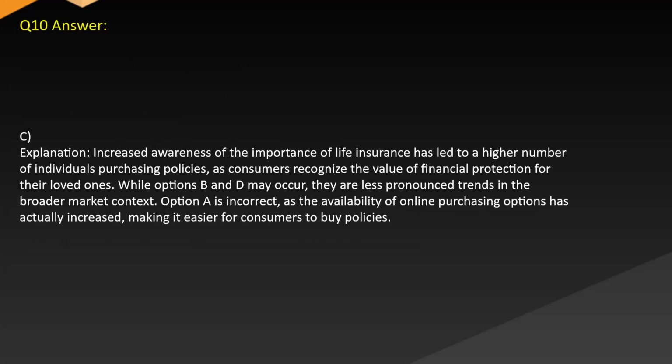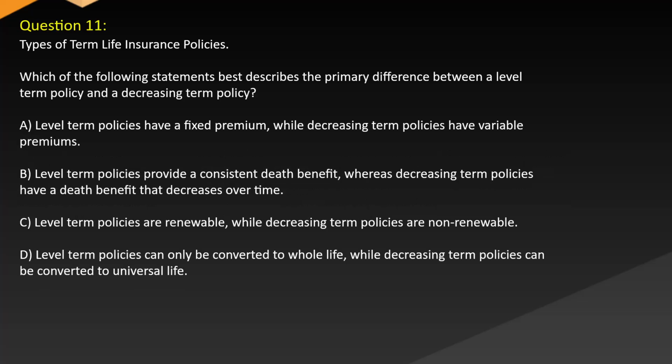Answer: C. Explanation. Increased awareness of the importance of life insurance has led to a higher number of individuals purchasing policies as consumers recognize the value of financial protection for their loved ones. While options B and D may occur, they are less pronounced trends in the broader market context. Option A is incorrect, as the availability of online purchasing options has actually increased, making it easier for consumers to buy policies.